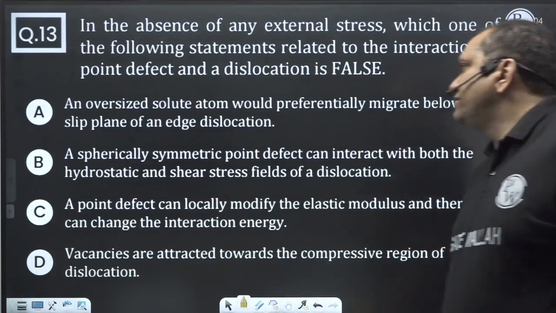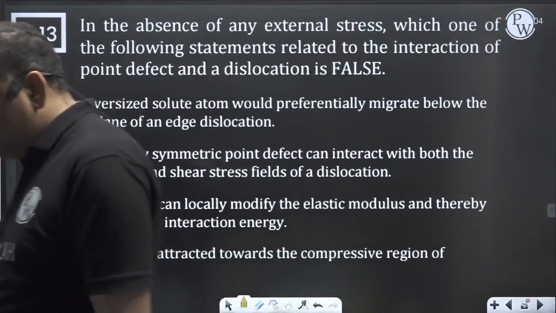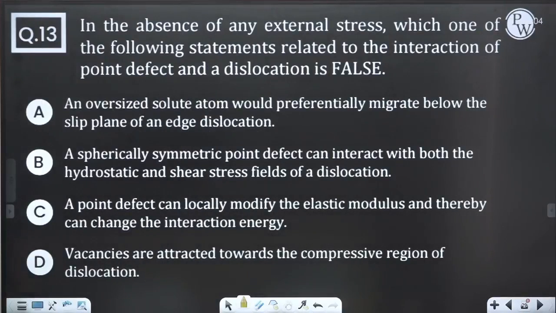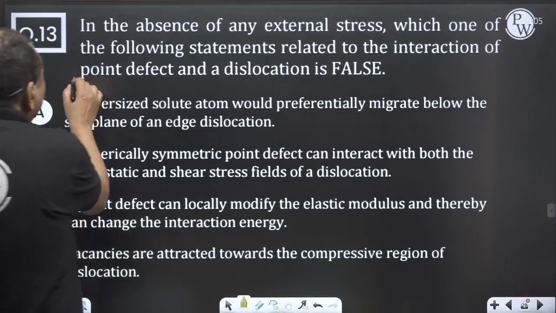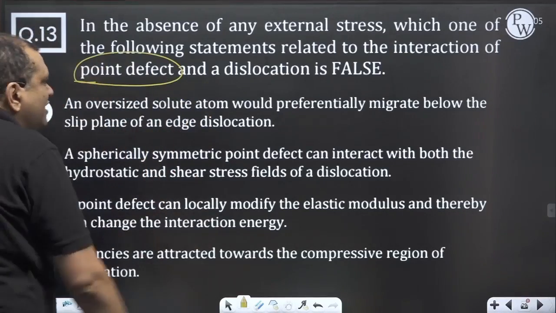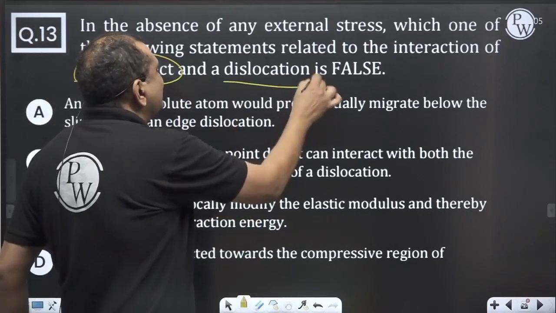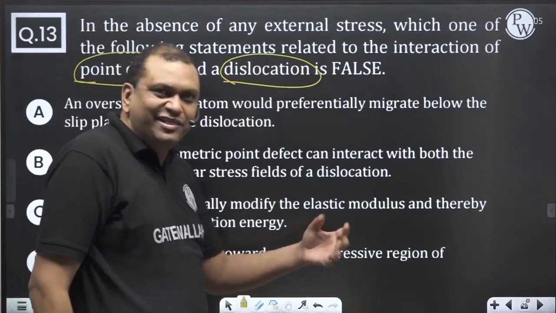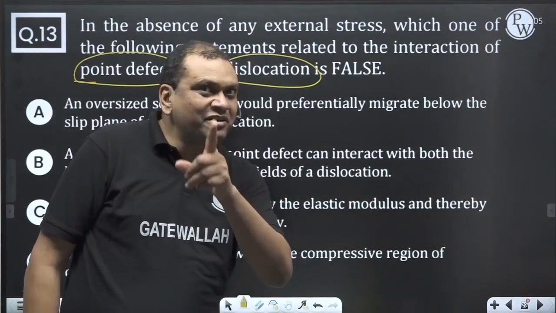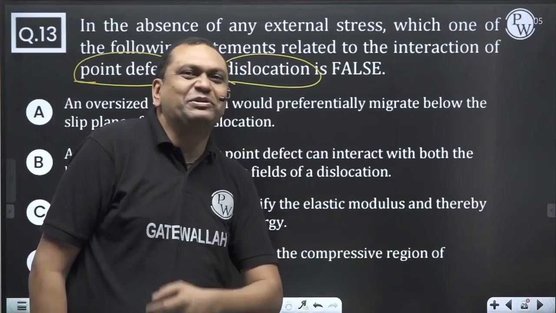Yeah. Question number 13. We are assuming, and these are difficult questions. These are not easy questions. These are difficult questions. Okay, na? In the absence of any external stress, which one of the following statements related to interaction of point defects and dislocations is false? Again, there is a dislocation theory, and it's a very difficult question. Very difficult question.